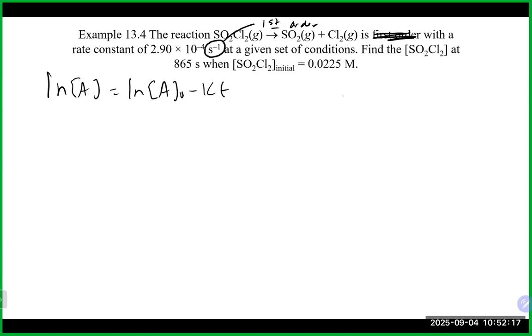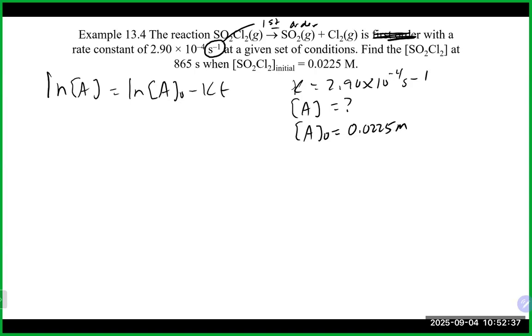And I will just pull out some information here. So we got k is 2.90 times 10 to the minus 4, I think, if I didn't scribble too much on it. We are looking for really our final concentration. They did give us our initial concentration of 0.0225. And they also gave us our time here of 865 seconds. So we basically have this, this, and this, and that's really all we need.